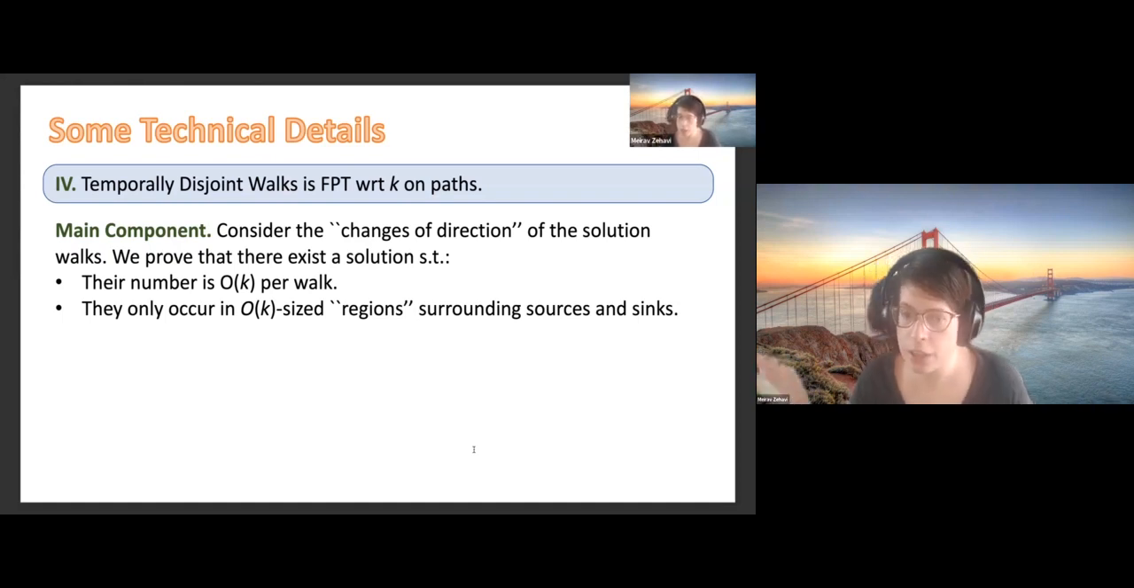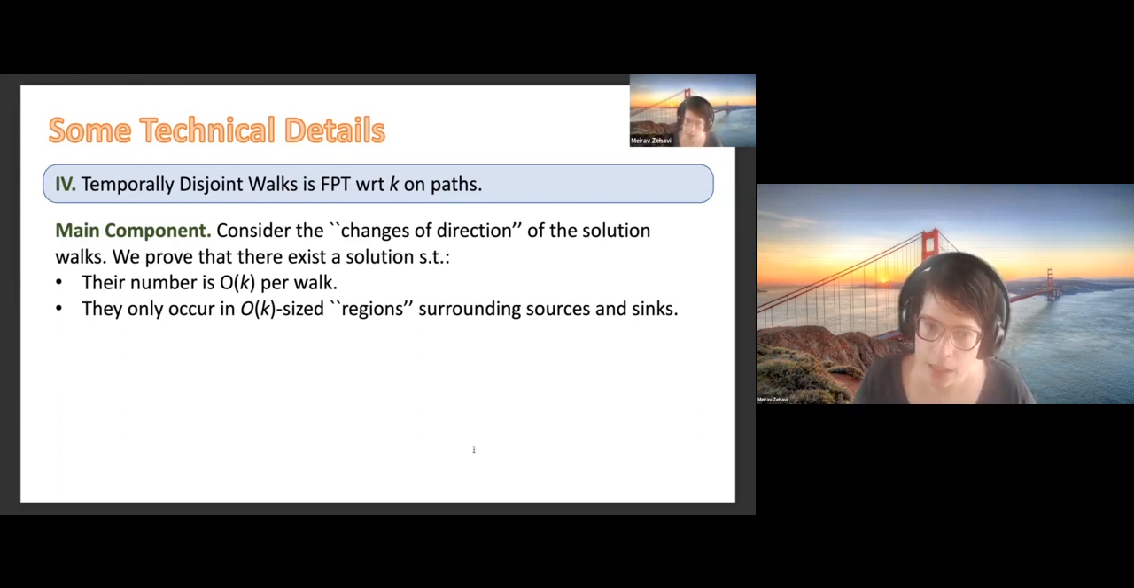Okay, but how can I find these places where the walk changes direction? So what we are going to argue is that the search space, if I want to just even guess these places, is not too much, okay? The search space is quite restricted. So more formally, we consider the changes of direction of the solution walks.